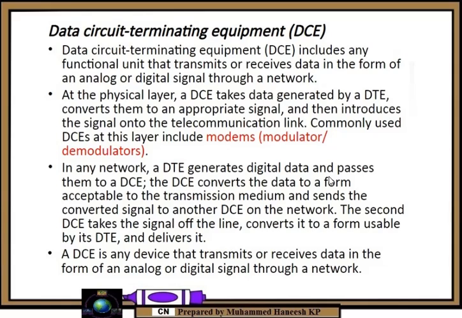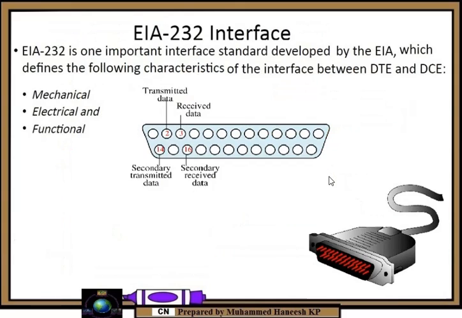Now we know that DCE includes any functional unit that transmits or receives data in the form of an analog or digital signal through a network. At the physical layer, a DCE takes data generated by the DTE, converts it to an appropriate signal, and then introduces the signal onto the telecommunication link. A DCE is any device that transmits or receives data in the form of an analog or digital signal through a network.